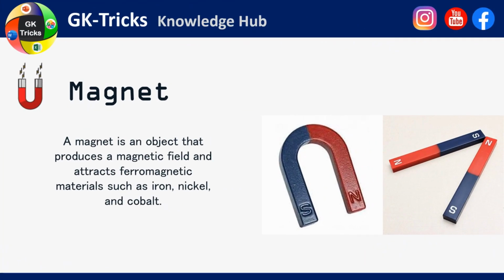Magnet. A magnet is an object that produces a magnetic field and attracts ferromagnetic materials such as iron, nickel, and cobalt.